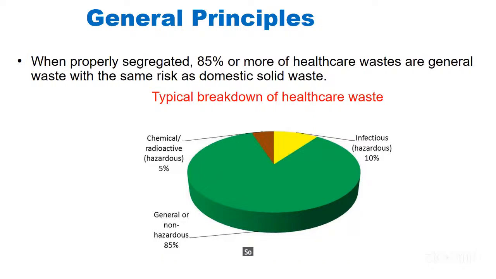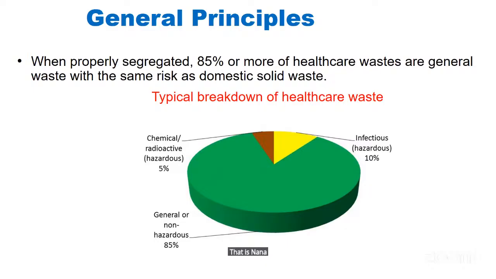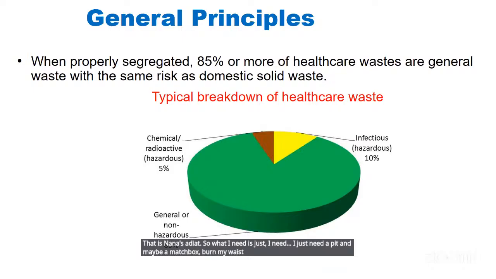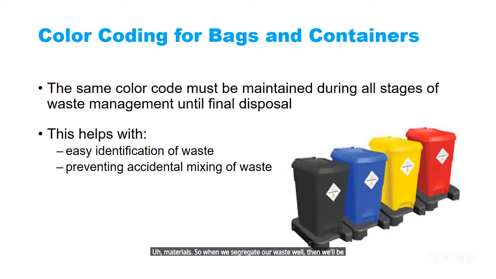So we have the general healthcare waste classification. When properly segregated, 85% or more of the healthcare waste is general waste with the same risk as the domestic solid waste. Meaning you see the dark green part, that is 85%. That is general waste, that is non-hazardous. So what I need is just a pit and maybe a matchbox, burn my waste, and the disposal is over. So we only see 10% of infectious hazardous, then only 5% of radioactive materials. So when we segregate our waste well, then we'll be able to manage our healthcare waste.